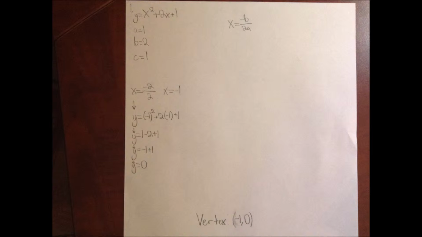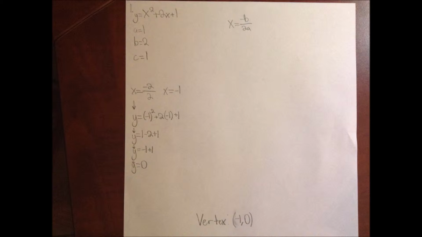Since the formula to solve for x is negative b over 2a, and b is 2, that'd be negative 2 over 2 times 1, which is 2. So x equals negative 2 over 2. When that is completely simplified, you just get x equals negative 1.